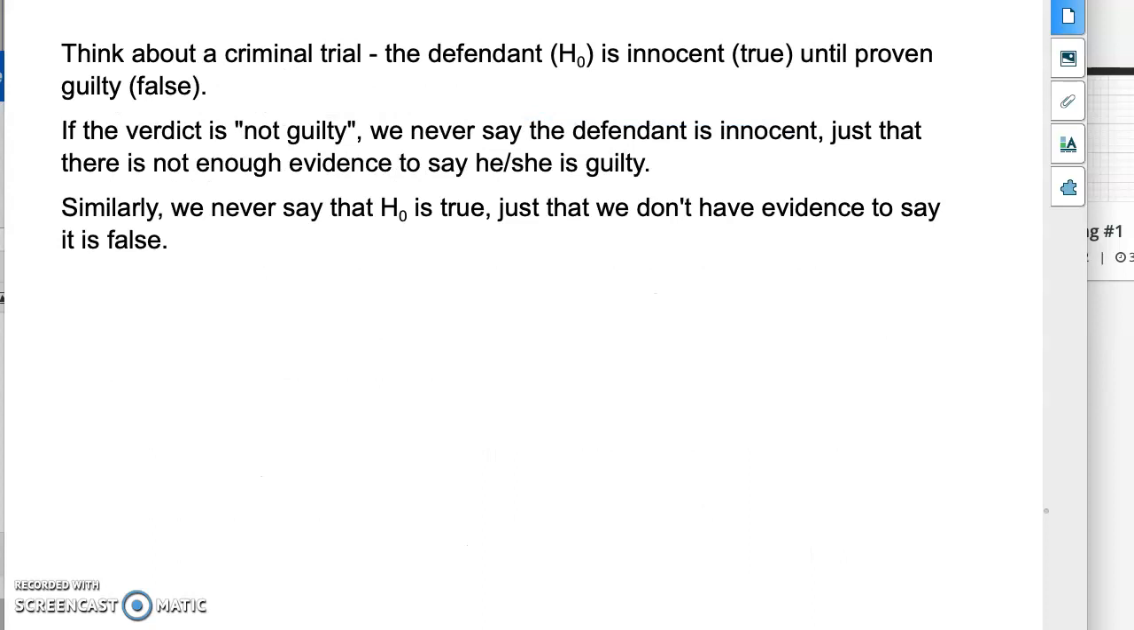Think about a criminal trial. The defendant is innocent until proven guilty. If the verdict is not guilty, however, we never say they're innocent. We just say there's not enough evidence to say that they are guilty. Similarly, we never say that H0 is true. We just don't have evidence to say that it's false.